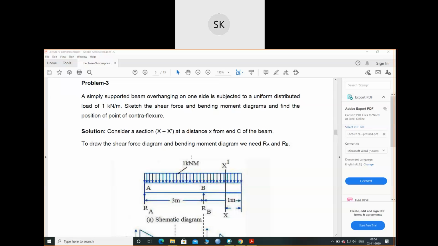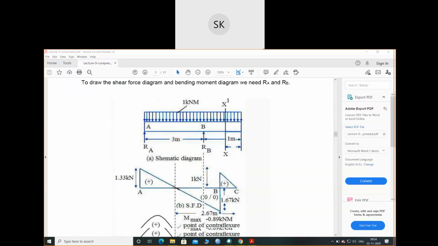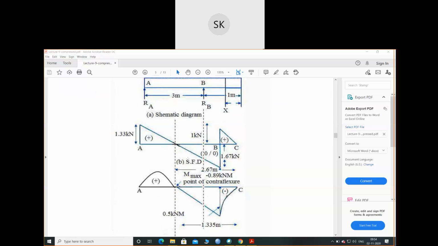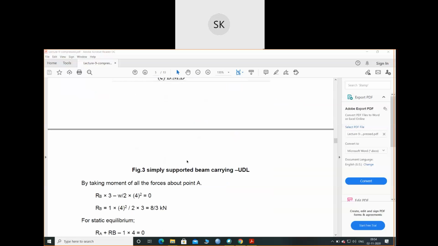Try to solve. Let me explain this one. No one replies. Okay. So by taking moment of all the forces about A.